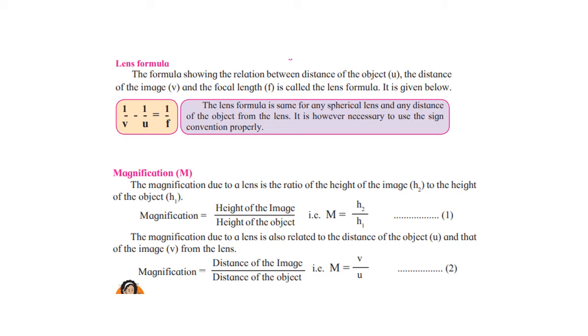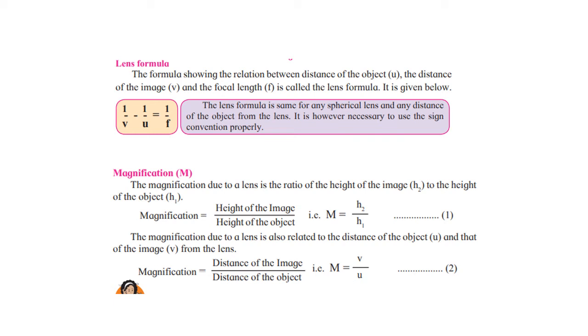Magnification. What is the meaning of the word magnification? Magnification means whether the image is bigger than the object. If the image is bigger than the object, then we say that the image is magnified. If the image is smaller than the object, then we say the image is not magnified, or diminished.